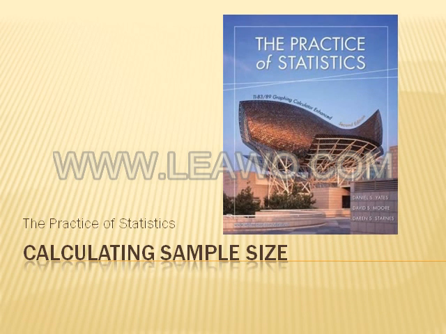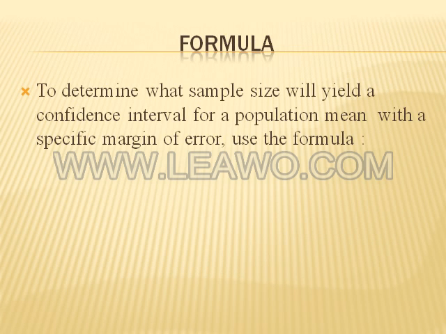The practice of statistics, calculating sample size. Formula. To determine what sample size will yield a confidence interval for a population mean with a specific margin of error, use the formula z star times sigma over the square root of n is less than or equal to m.